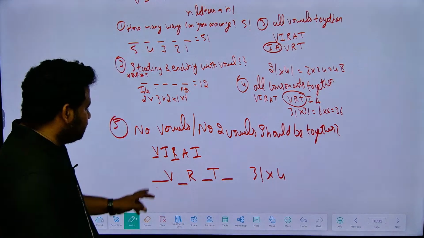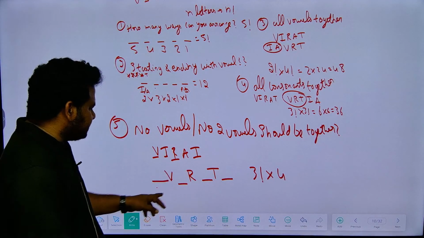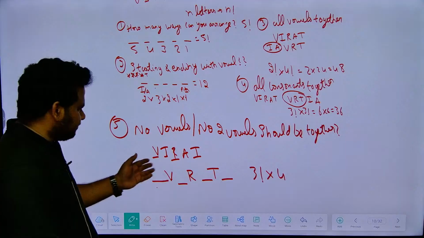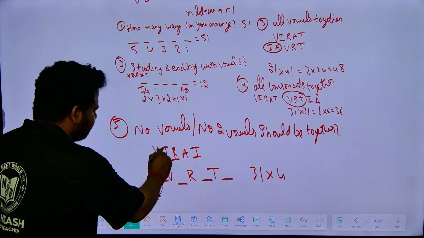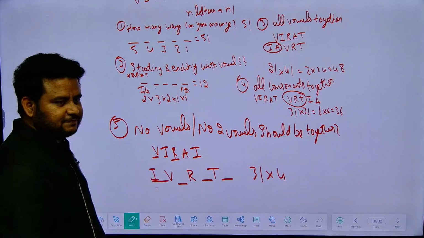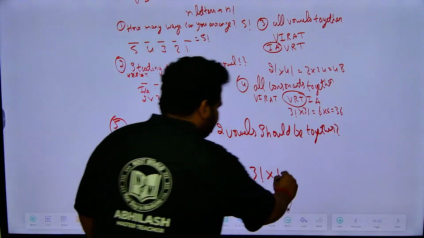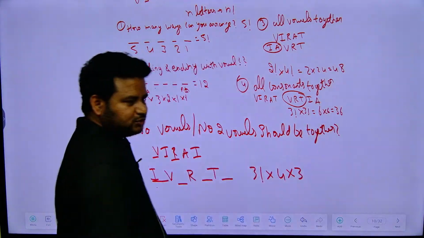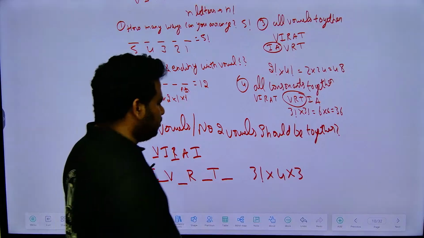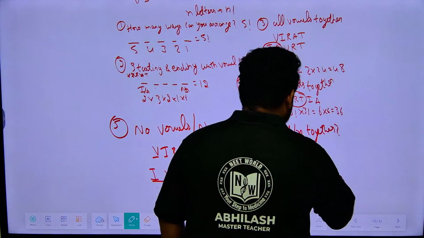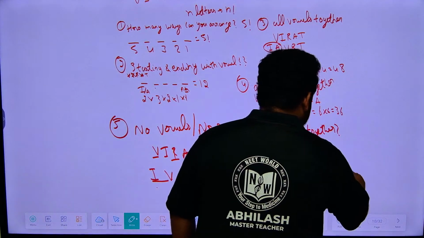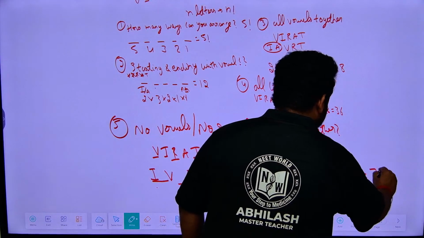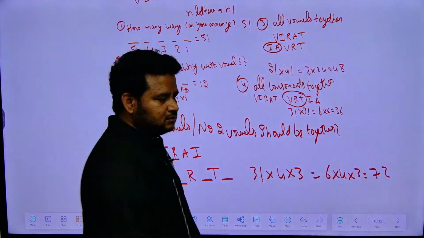Now, then A can come in how many of these places? 1 place has come. Suppose I has come here. Okay, now A can come in any of the 3 places. So, this I should multiply by 3. So, the answer will be what? 3 factorial is 6, times 4, times 3. So, this is 72. Correct? The answer is 72.